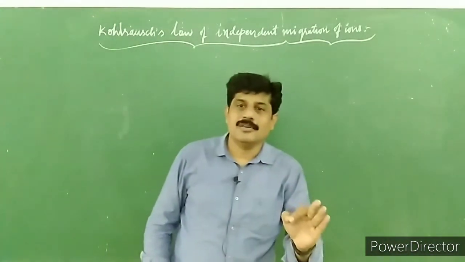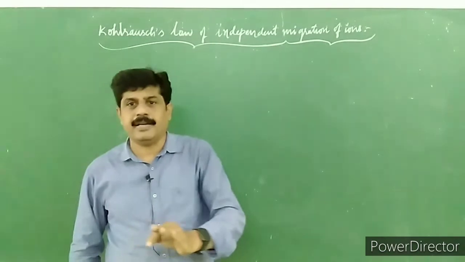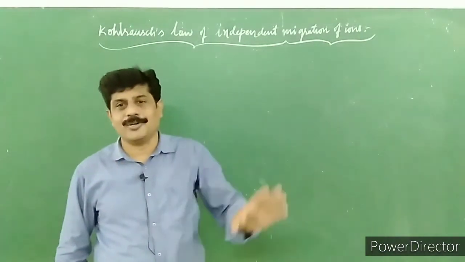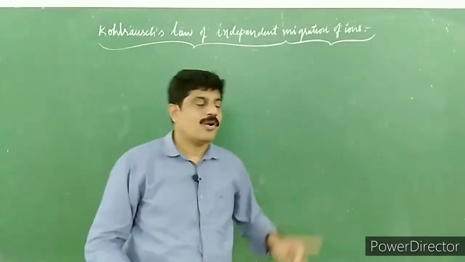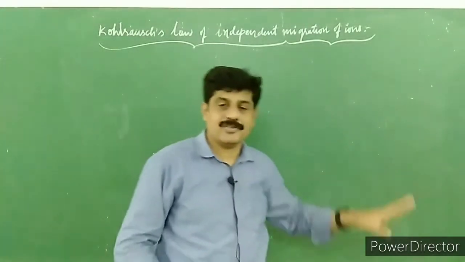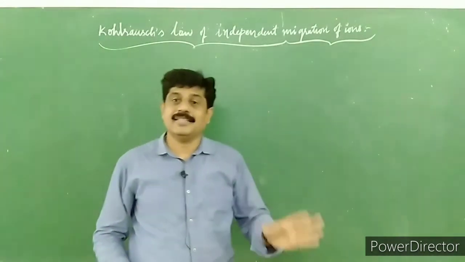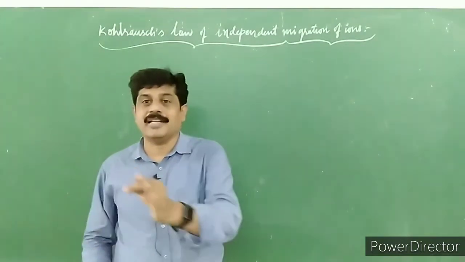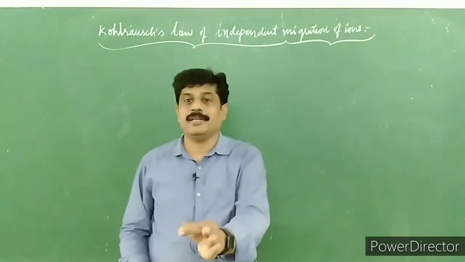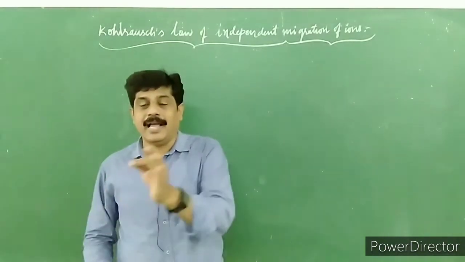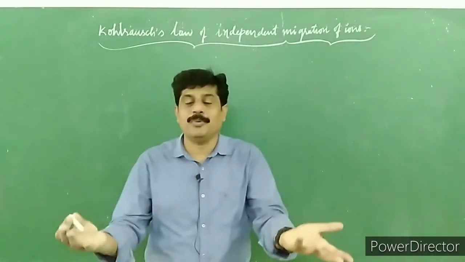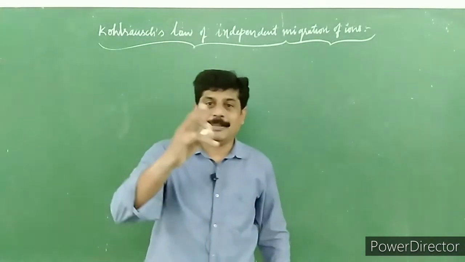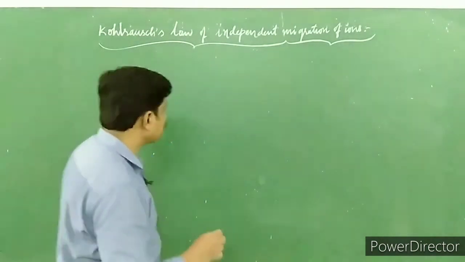Children, Kohlrausch, after performing many experiments with the molar conductivity at infinite dilution for various electrolytes, came out with a law called Kohlrausch law of independent migration of ions. This law states that molar conductivity at infinite dilution for an electrolyte can be expressed or represented as the sum of the individual contribution of all the cations and anions of an electrolyte. Let me put that in the form of an expression. Children, look at here.